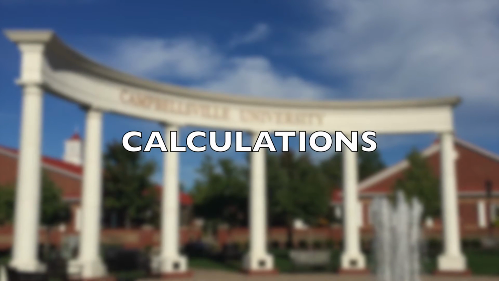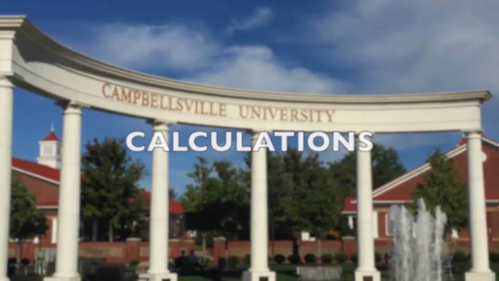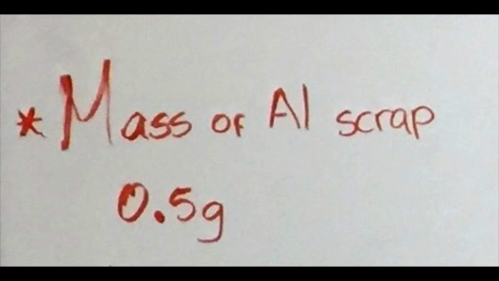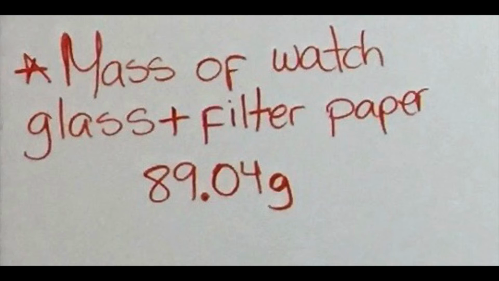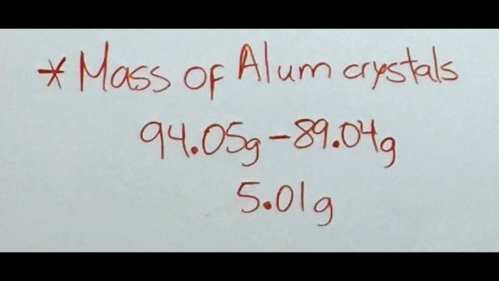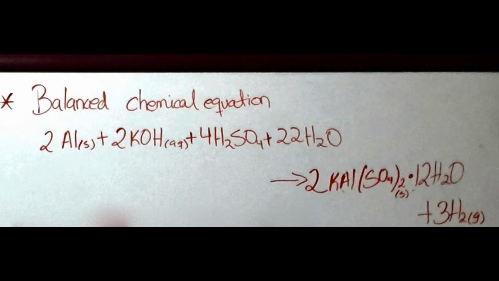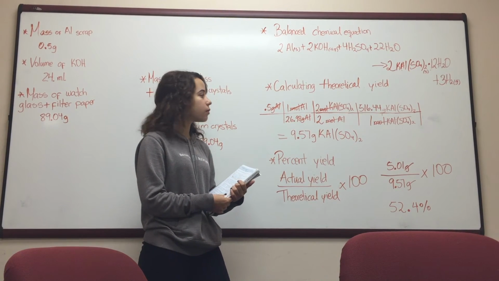To do our calculations correctly, we're going to need some values that we've measured from the experiment. We're going to need the mass of aluminum scrap, which is 0.5 grams, the volume of potassium hydroxide, which is 24 ml, the mass of the watch glass and filter paper, the mass of the watch glass, filter paper, and alum crystals, and the mass of the alum crystals alone. This is how the balanced equation looks, and we're going to need this to get the relationships between the different compounds. Now we're going to calculate the theoretical yield.